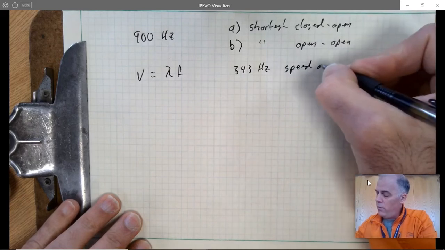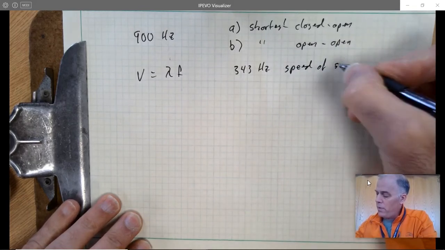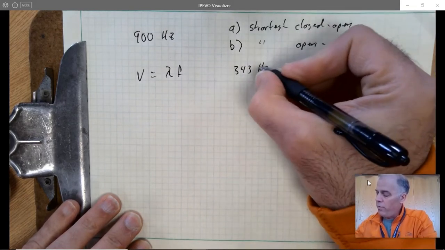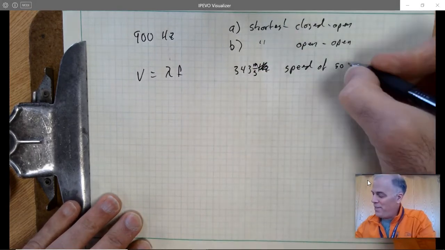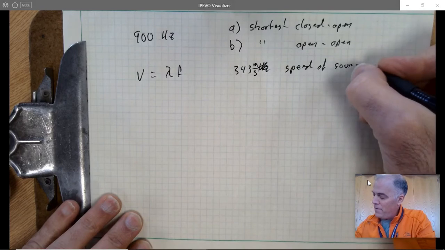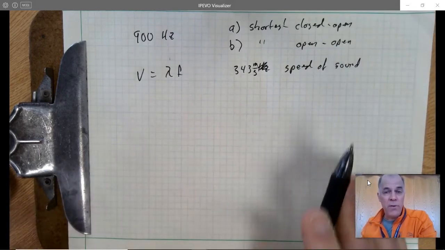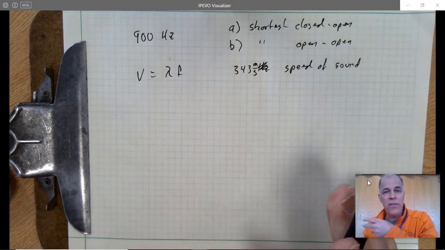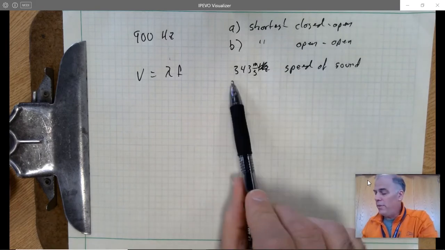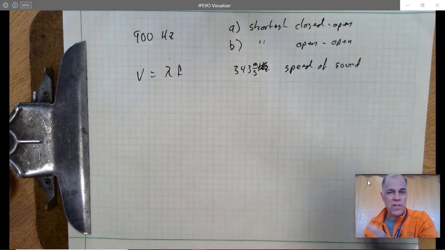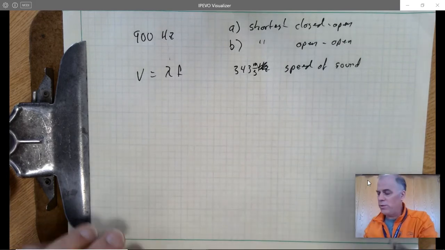Okay, now in reality, not 334, 343 meters per second as the speed of sound. Now, in reality, the speed of sound varies. Turns out it depends on the temperature, and it varies quite a bit. But their book uses 343 as a typical speed of sound, and that's fine. That's what we'll go with.